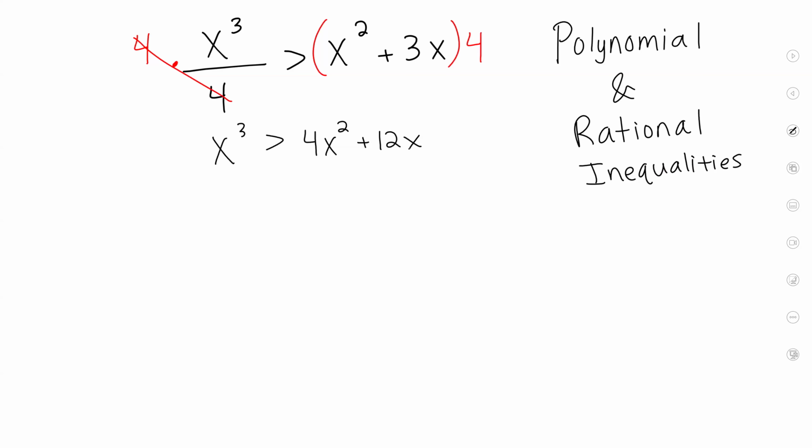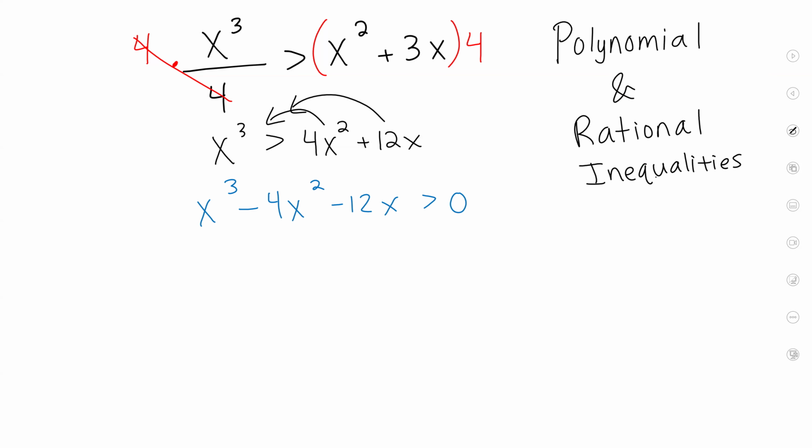What do you guys think I should do? Not yet. We will do that. I'm going to move all of these items to one side. That's what your instinct should tell you. X cubed minus 4x squared minus 12x is greater than, what should I put here? 0, because there's nothing left over here. We moved it all.